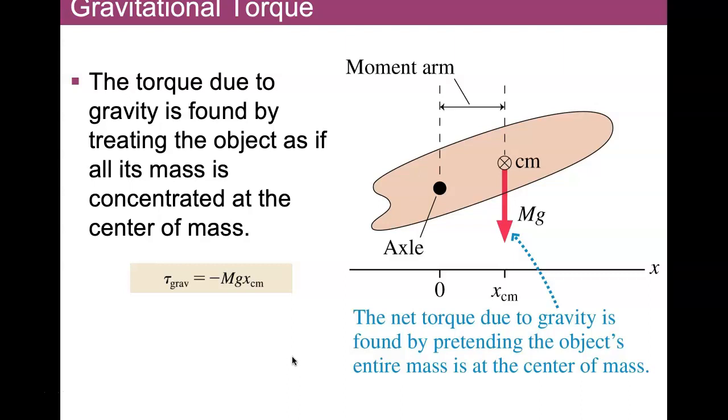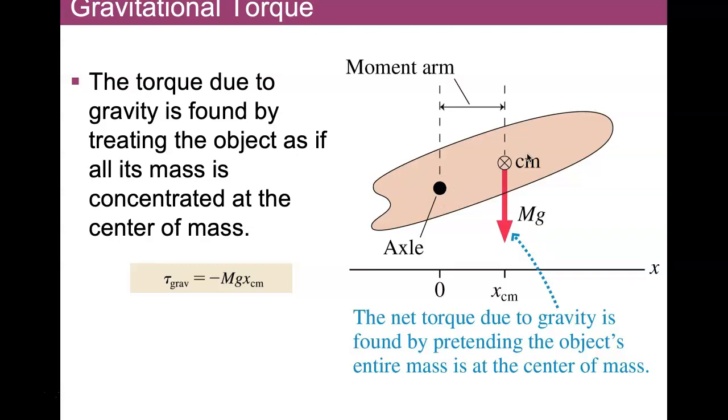So we can basically treat all the mass as if it's concentrated at the center of mass, so we can replace this extended object by a point particle at its center of mass, as far as calculating the torque is concerned. Then we have the total mass m times g there, and we just find the torque due to that one force at that point.